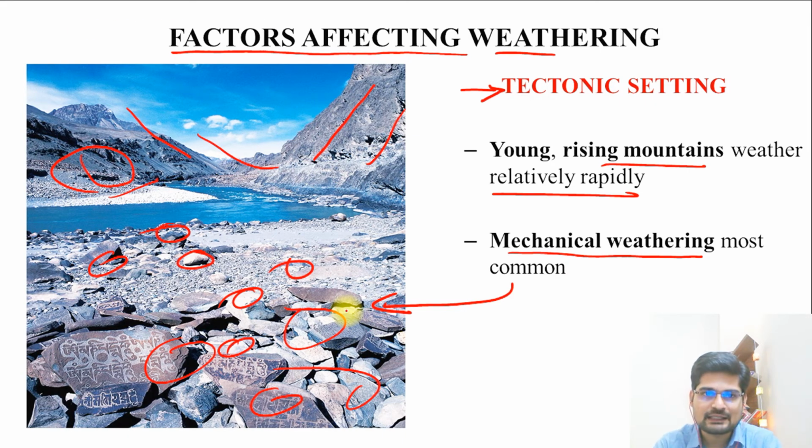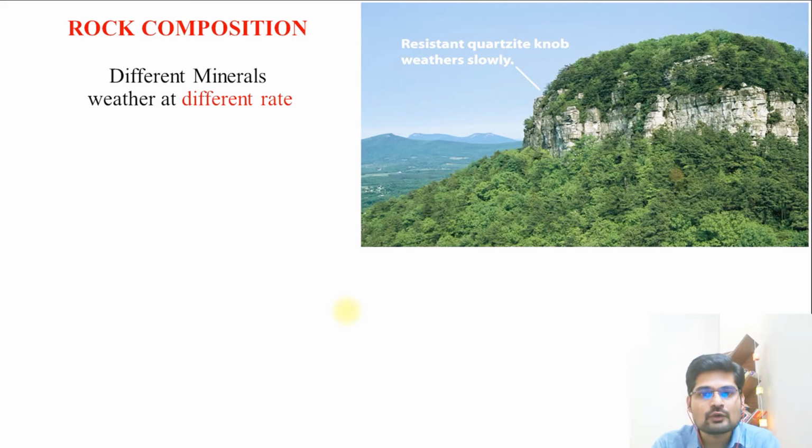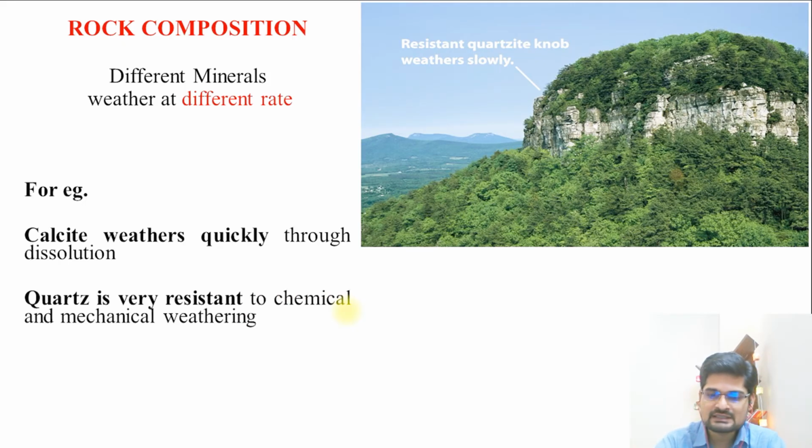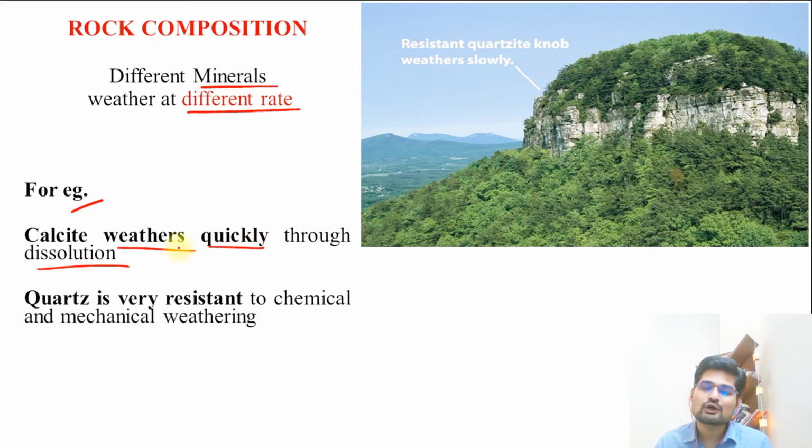That is the first factor. Then rock composition is more important, because remember, different minerals have different rates of decomposition or disintegration. So if it is harder, it will take more time. It is resistant, so it will not easily disintegrate. But if it is softer, it will easily disintegrate. For example, calcite weathers quickly through dissolution, because calcite, a calcium mineral, is soluble in water. So a chemical reaction happens and dissolution happens. So it is weathered easily.